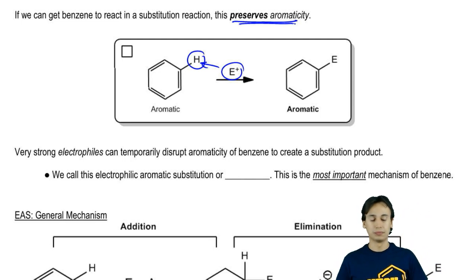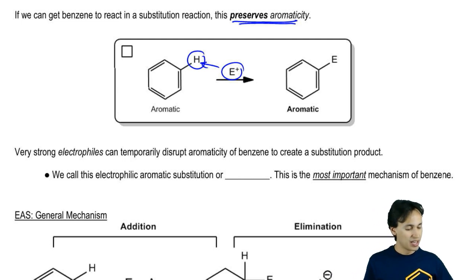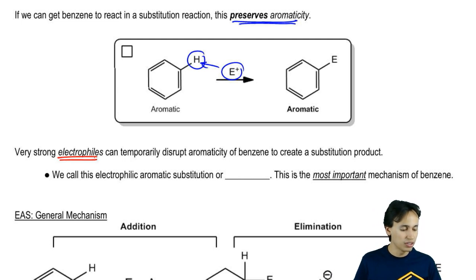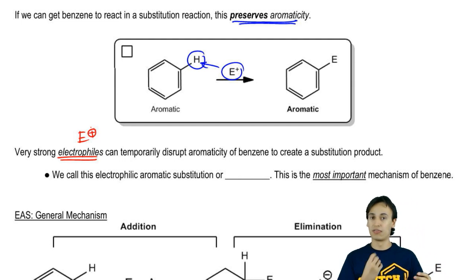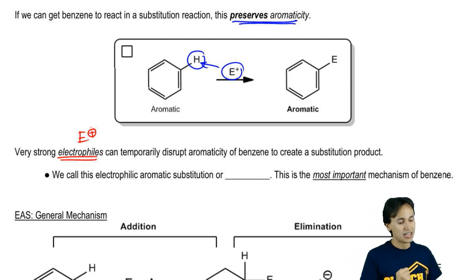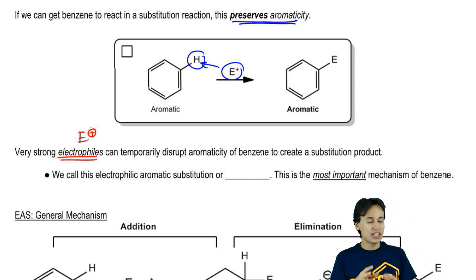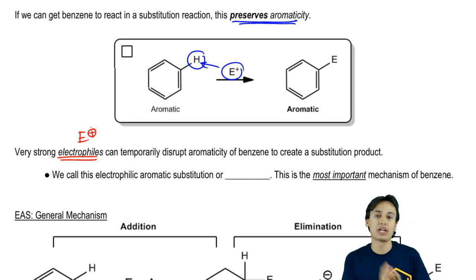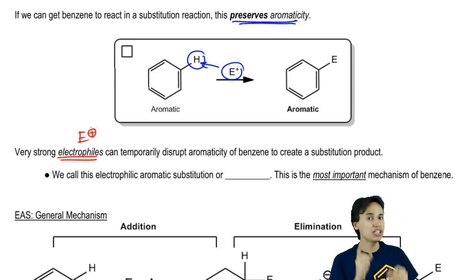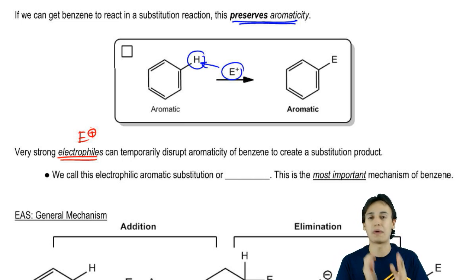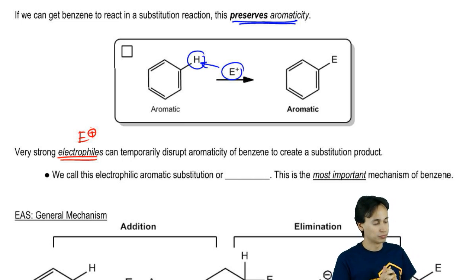Well, how do we do that? It turns out, guys, that very, very strong electrophiles, that would be like an E+, right? Electrophile. It's an electron lover, okay? Something with a positive charge. Can temporarily disrupt that aromaticity to create a substitution product, as long as by the end of the reaction, it goes back to being an aromatic compound, okay?